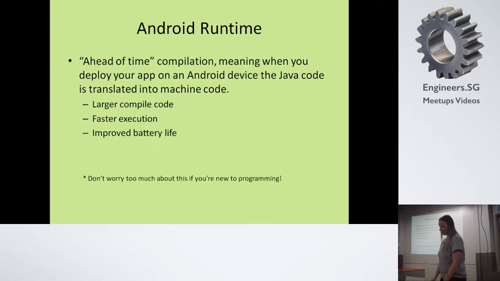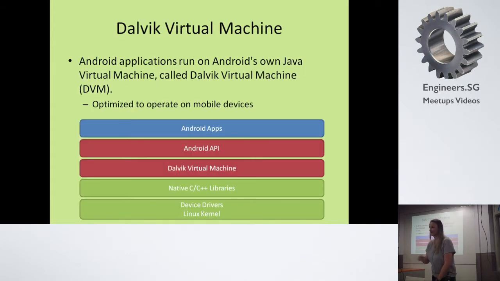Right, so the Android runtime. Don't worry too much about this. I guess I'm getting into finer details here. Basically, the Android runtime uses ahead-of-time compilation. When you deploy your application on an Android device, the Java code is translated into machine code. This results in larger compiled code, faster execution, and improved battery life. Just don't worry too much about that. We can come back to that. Also, don't worry too much about this.